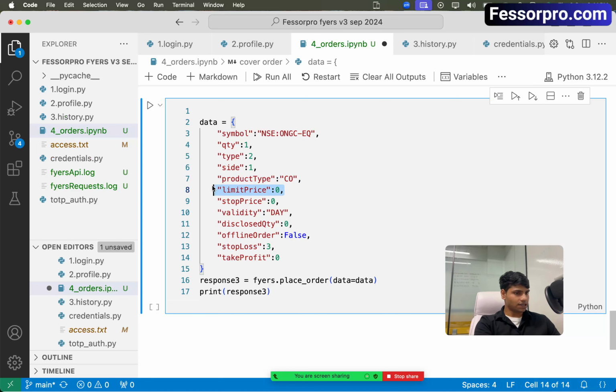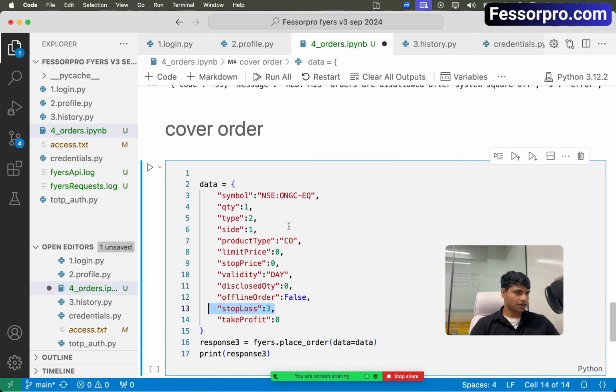Now this limit price and stop price will remain 0. Why? Because my order type is 2. You'll only change these two things if the order type is 1, 3 or 4. This limit price and stop price you'll only specify if the type is 1, 3 or 4. Otherwise, you'll not write anything here. Now this stop loss, you'll only write in a cover order. In a cover order, you have to specify the stop loss.